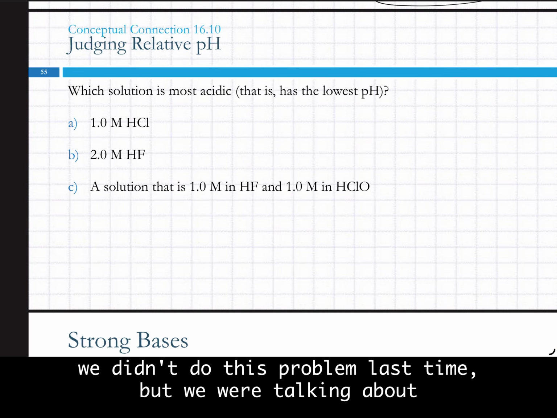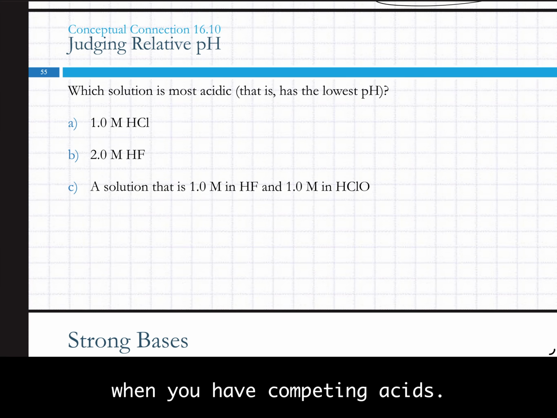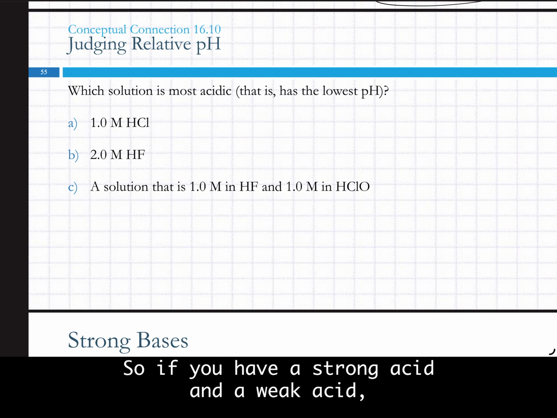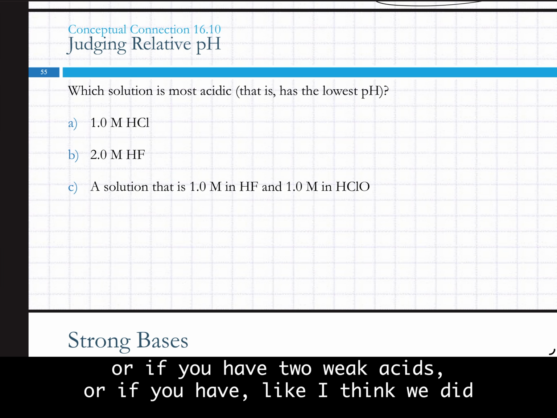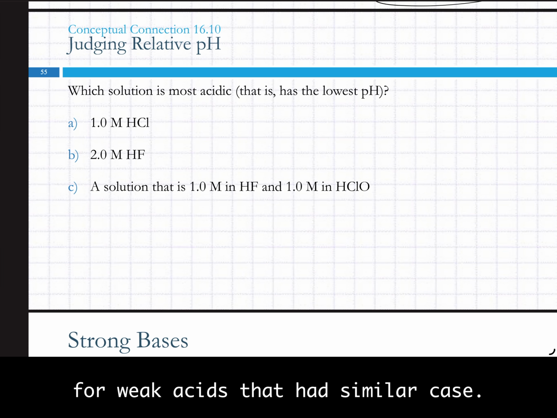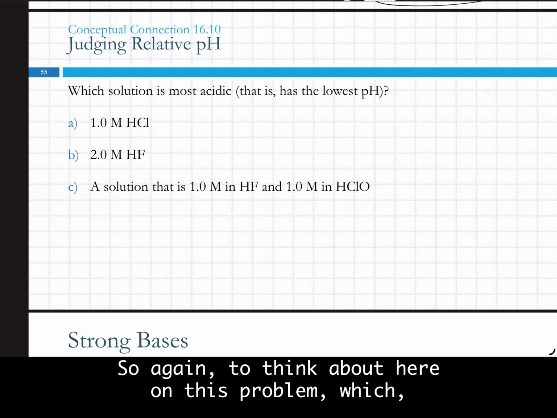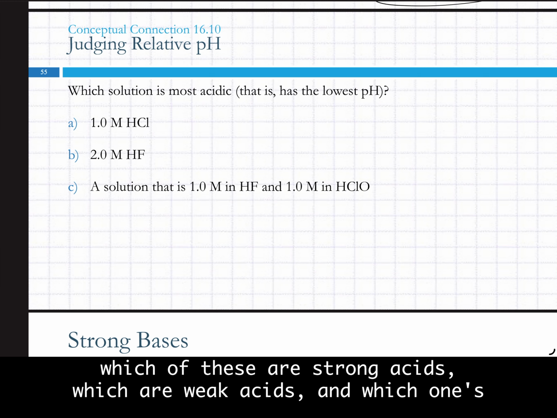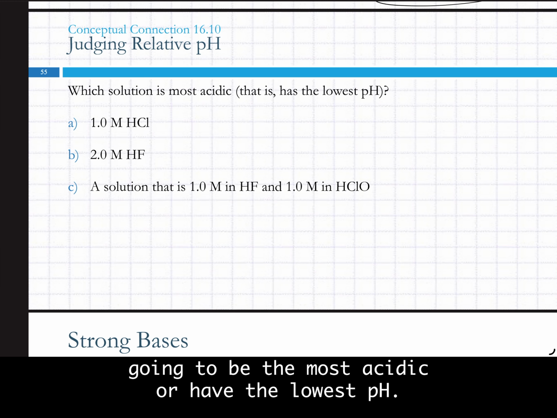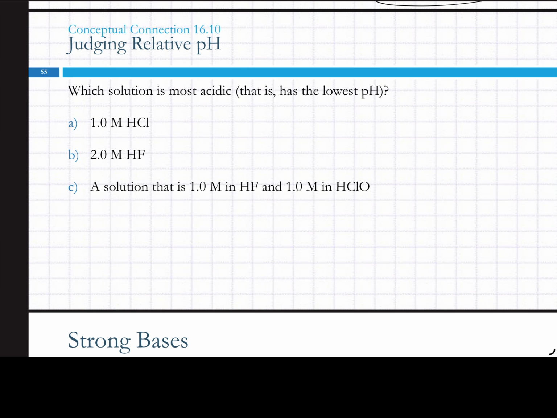We didn't do this problem last time, but we were talking about when you have competing acids. So if you have a strong acid and a weak acid, or if you have two weak acids, or actually I don't think we did weak acids that had similar Kas. So you've got to think about here on this problem, which of these are strong acids, which are weak acids, and which one's going to be the most acidic or have the lowest pH.